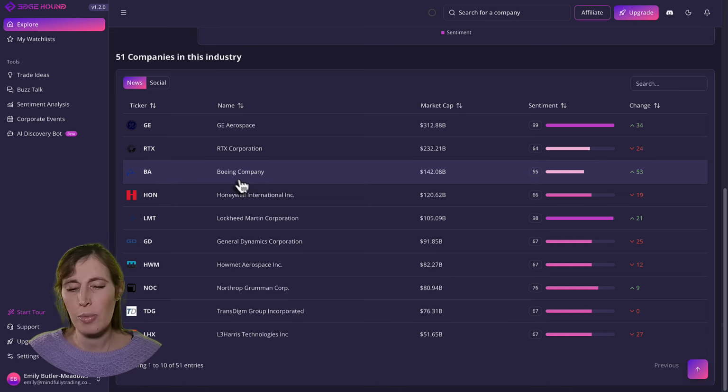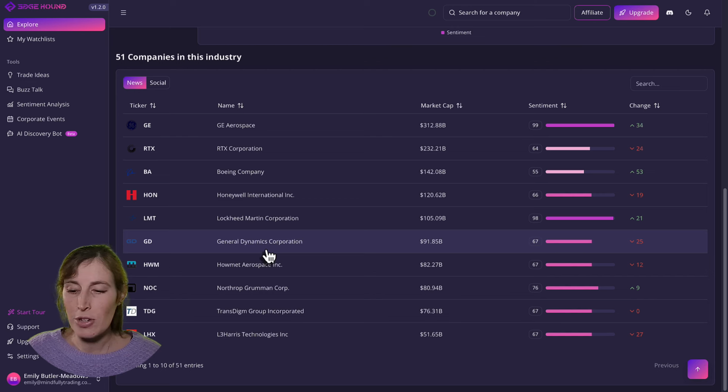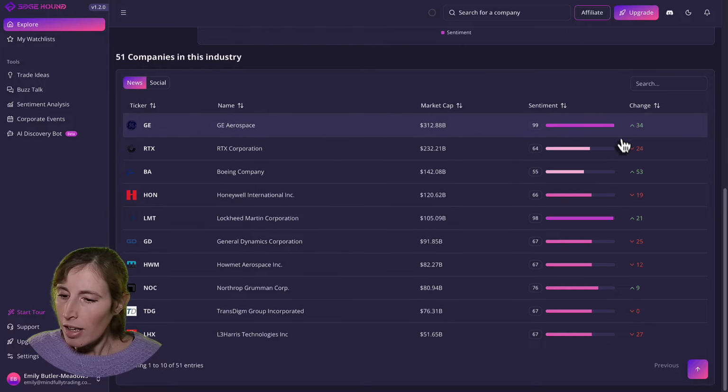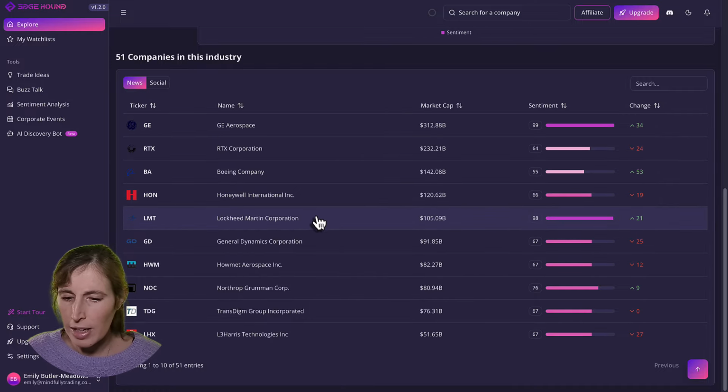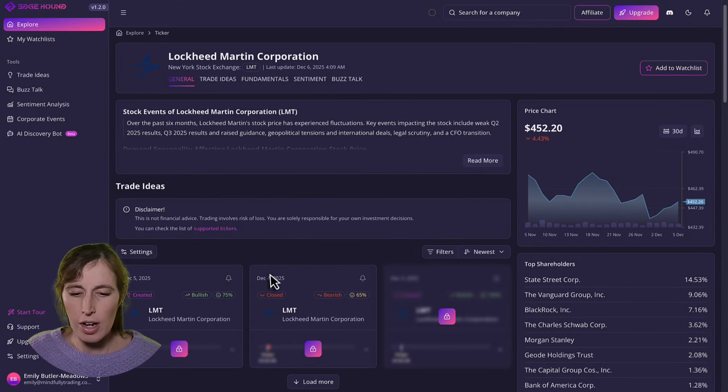This is a good way to find out what industries are currently trending, where there might be some potential options for trades. And of course, it gives you all the tickers here. So if we just have a look at this one, LMT, because it's currently got 98 sentiment. If you click on that, it gives you more information on the stock as well as those trade ideas.